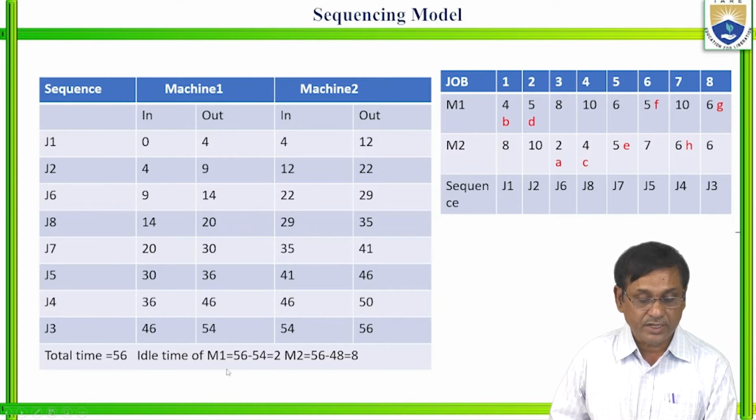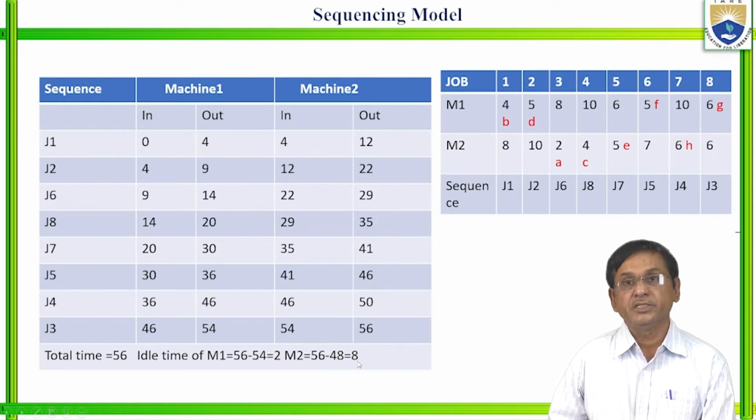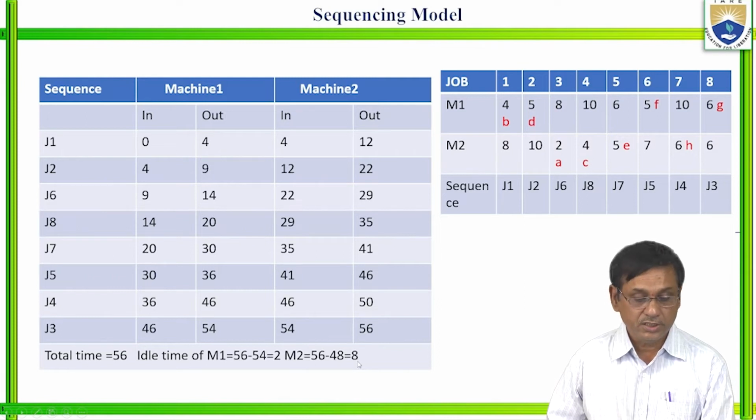Idle time for machine 1 is 56 minus the processing time of 54 hours, so the waiting or idle time is 2 hours. As far as machine 2 is concerned, the processing time is 48 hours and the total time is 56 hours, so the waiting time is 8 hours. So these are the idle times for machines 1 and 2.